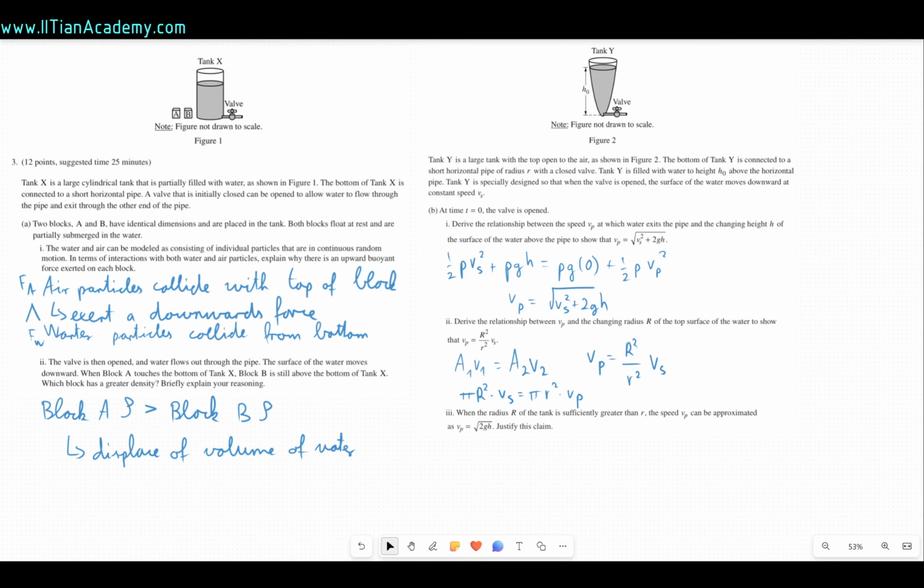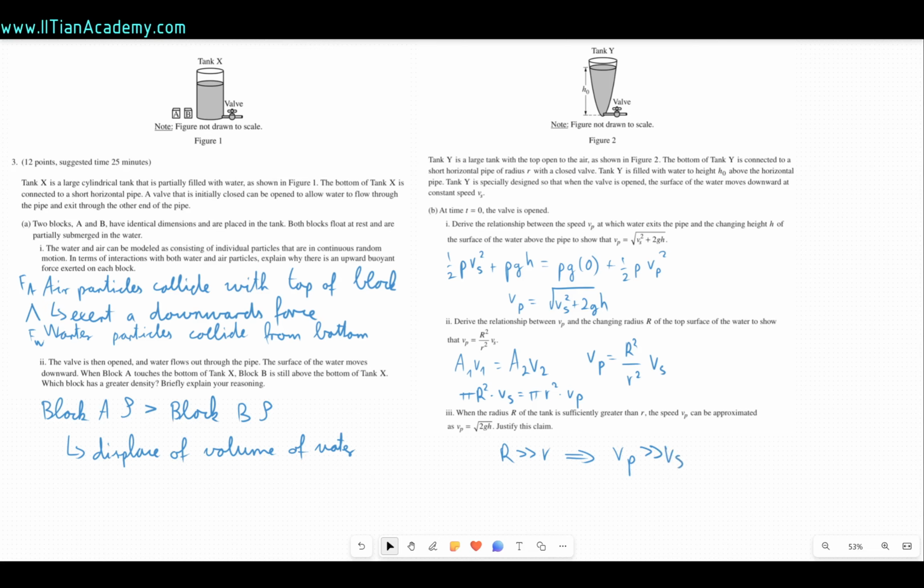And then in part 3, we're told that when the radius R of the tank is sufficiently greater than r, the speed Vp can be approximated with this. We justify this claim. So what we can say is that when big R is a lot bigger than small r, then from this formula we can see that Vp will be much larger than Vs, like this.